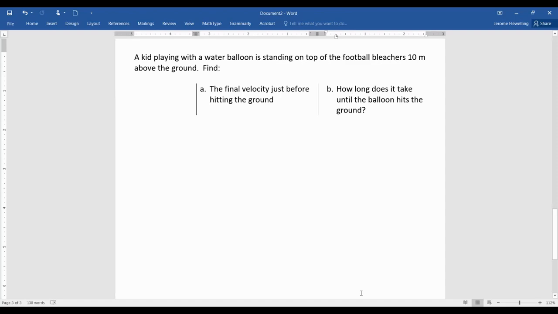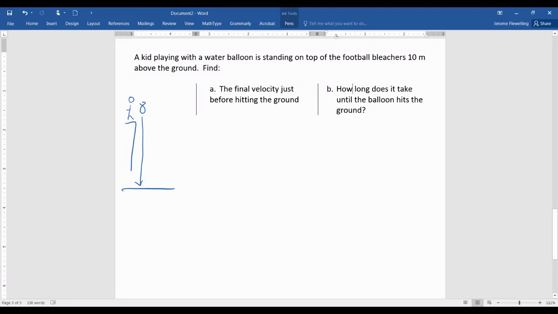So a kid is standing on the top of a set of football bleachers at one of the football games and decides that they're going to drop water balloons on the people below them. So when I look at this, maybe they are standing up here. Once I draw this, here's the bleachers. They stand up here on top of the bleachers and they have water balloons that they're going to drop down, trying to hit people down here on the ground.